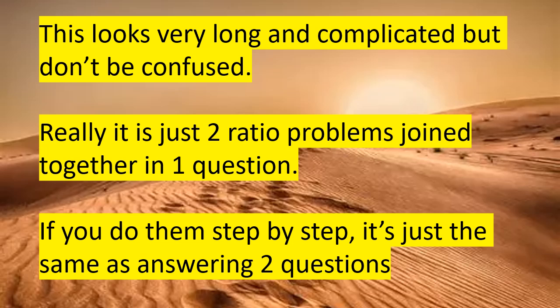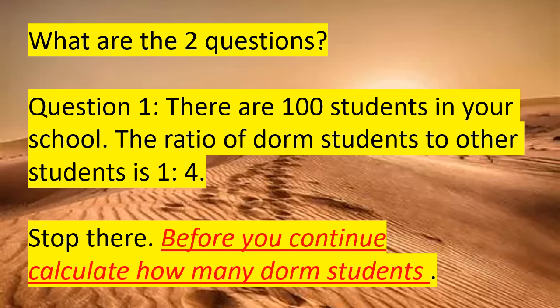This looks very long and complicated, but don't be confused. Really, it is just two ratio problems joined together in one question. If you do them step by step, it's just the same as answering two questions. So what are the two questions? Question 1. There are 100 students in your school. The ratio of dorm students to other students is 1:4. Stop there. Before you continue, calculate how many dorm students.